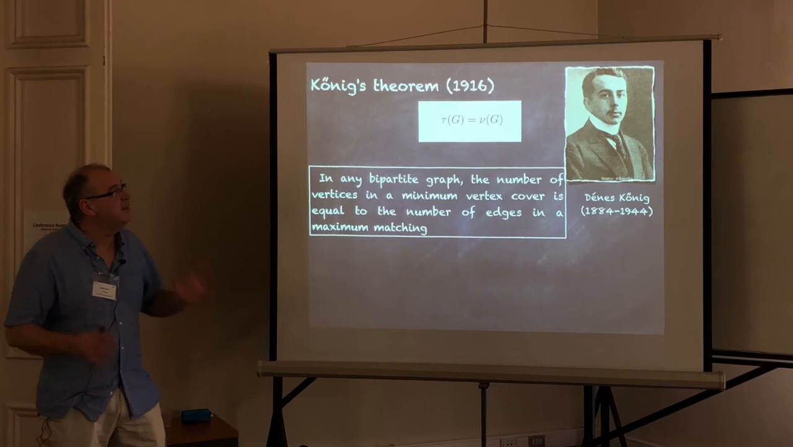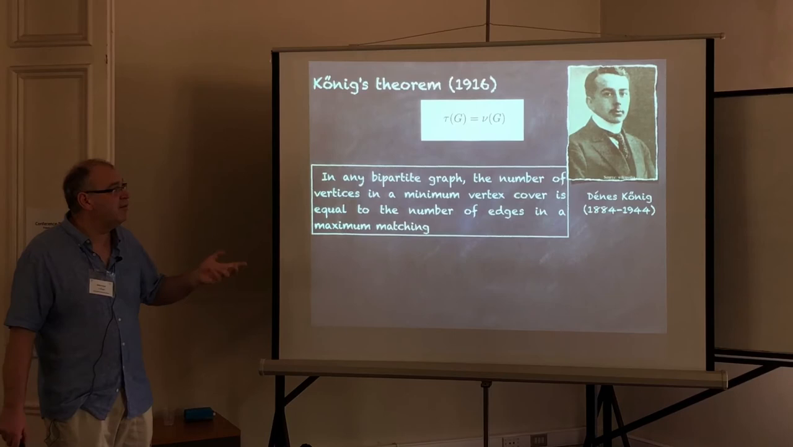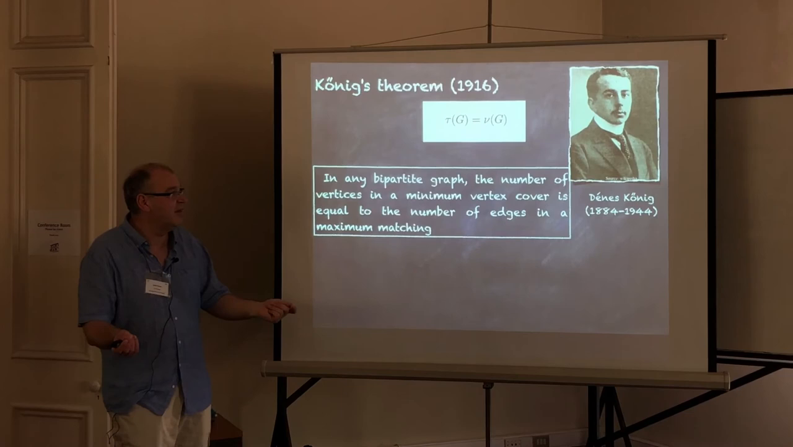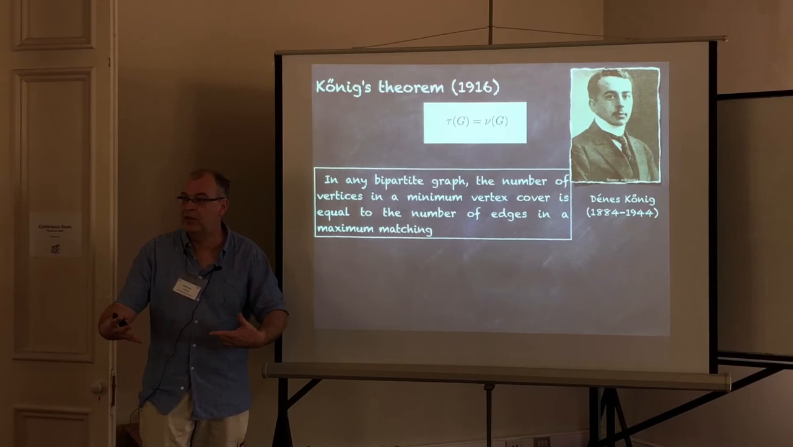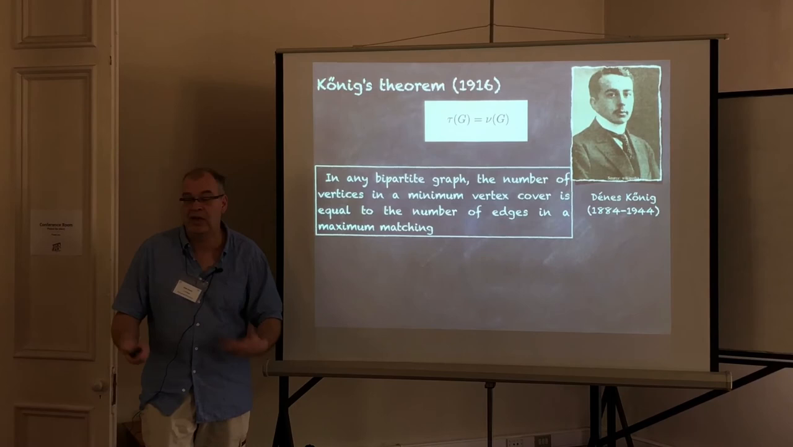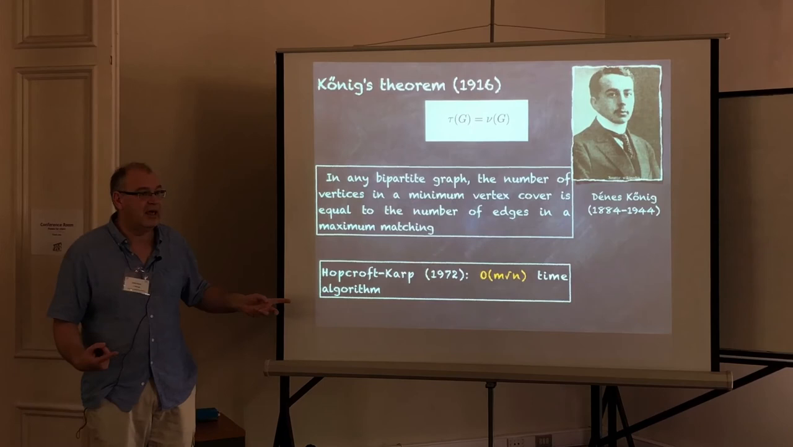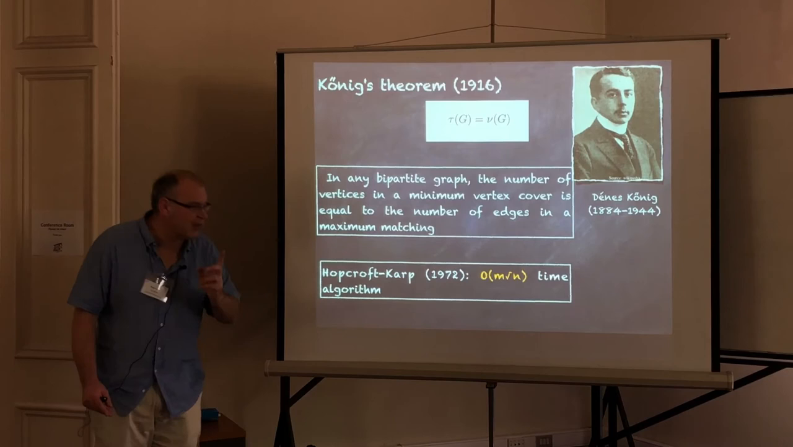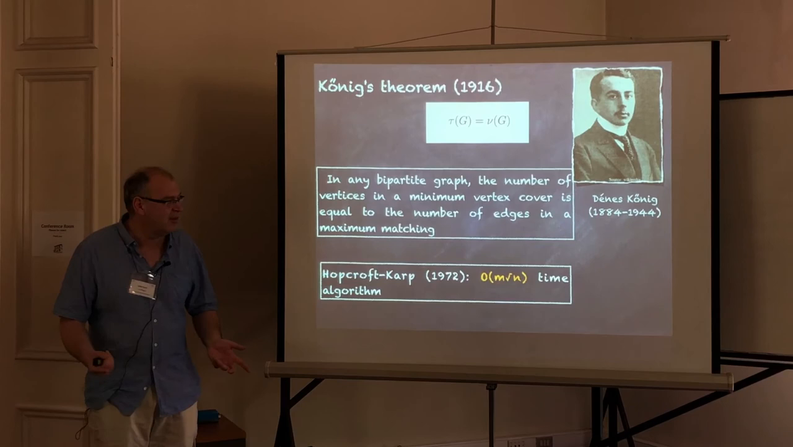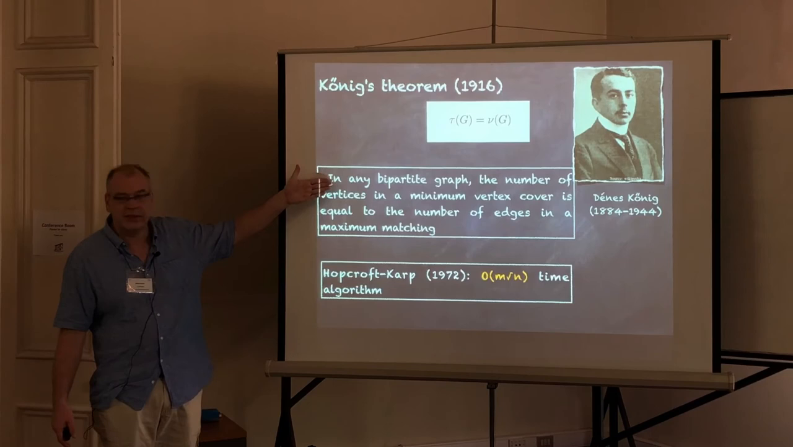Okay, so what is Koenig's theorem? From 1916, it says that if I have a bipartite graph, then in this bipartite graph, the number of vertices in a minimum vertex cover is equal to the number of edges in a maximum matching. Right? This is a very old result, and it also shows that vertex cover is solvable in polynomial time on bipartite graphs. And actually, there is also an algorithmic version of this result, right? If I use the Hopcroft-Karp algorithm from 1972, which computes a matching in polynomial time on bipartite graphs, then this algorithm also computes a vertex cover in bipartite graphs, right?